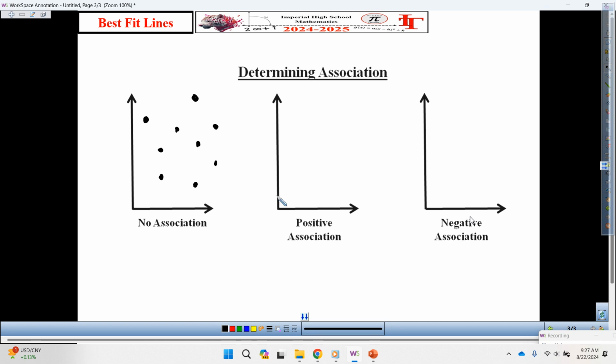That has no association, which means you don't really see a pattern to it. Now let me clarify by doing the next one. Look up to the screen. A positive association is when you start plotting points and they start looking like that. Talk it over with your neighbor. Let them know the difference between no association and positive association really quick. Tell them what's the difference from one to the other.